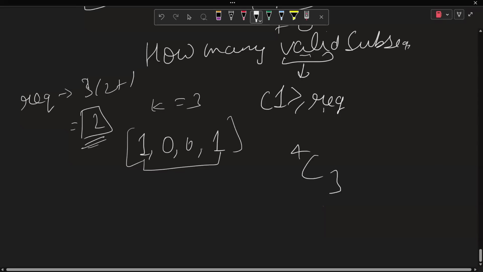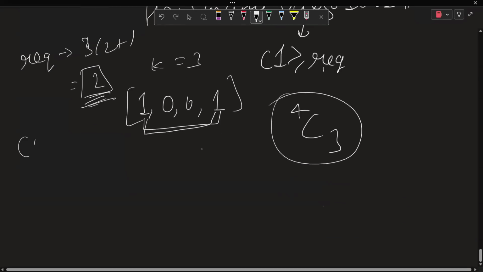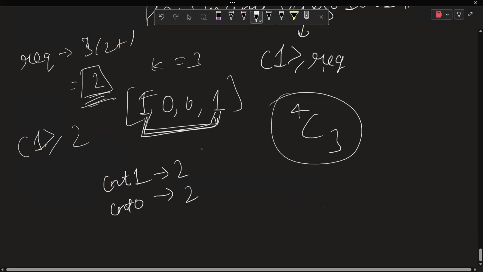So there are 4C3 ways to select a subsequence of length 3 from an array of length 4. Now, among these 4C3, how many of them would satisfy this condition that the count of 1 is greater than or equal to 2? So for that, we can just check in our actual array. Let's name CNT1 as the number of ones in our actual array and CNT0 as the number of zeros in our actual array. So in our actual array, there are two ones and there are two zeros. So we need to have the number of ones at least two.